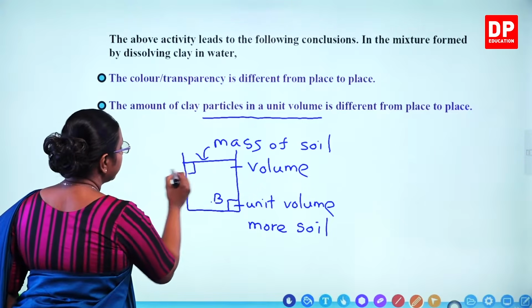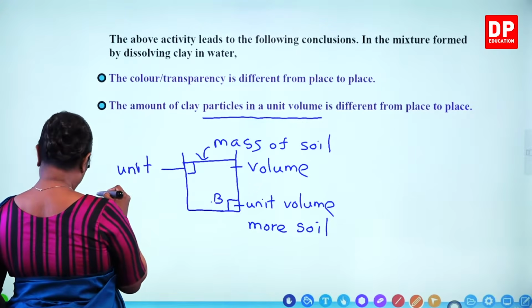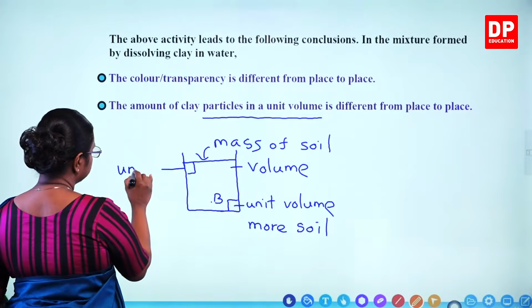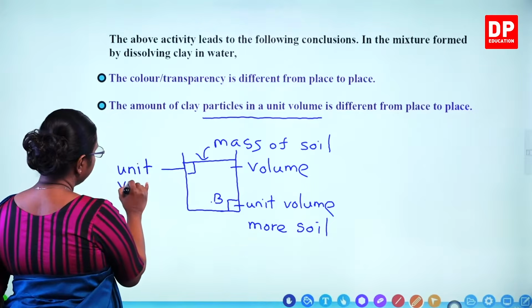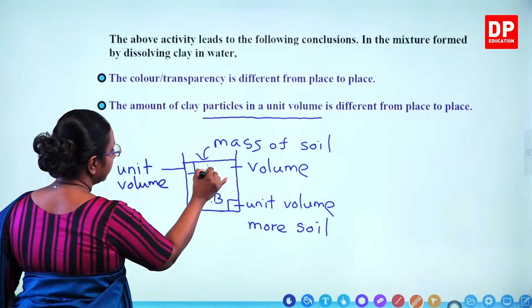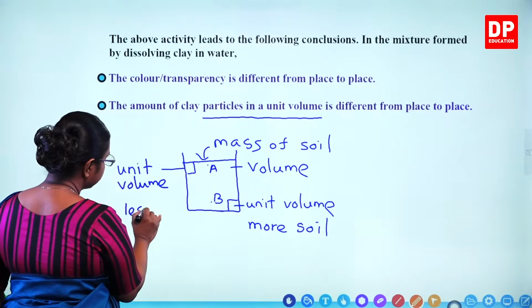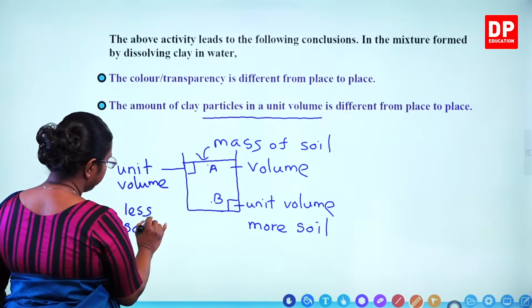Whereas if you take a unit volume from this part, from point A, here there is less soil particles.